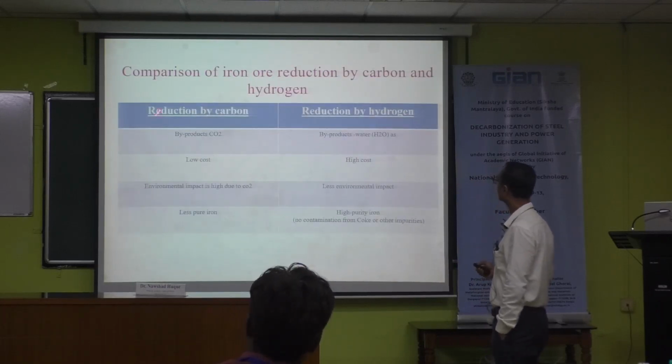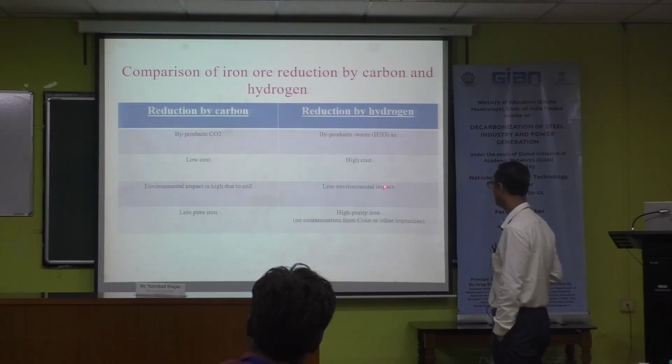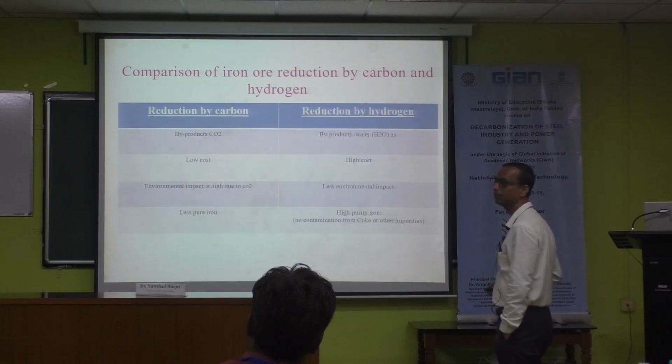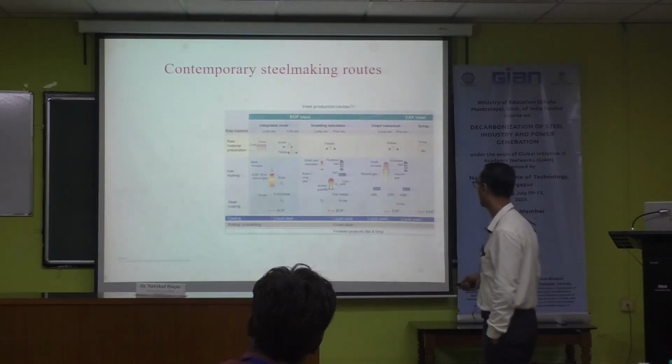Then if you compare the byproduct, it is not harmful. Now the cost is lower, but still higher, and it has environmental effects, but fewer environmental effects. And the produced iron will be more regular in the case of hydrogen use.